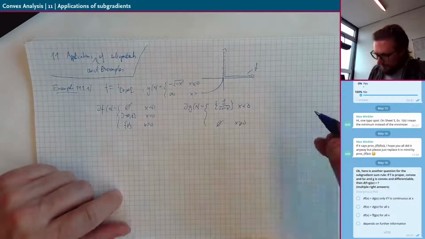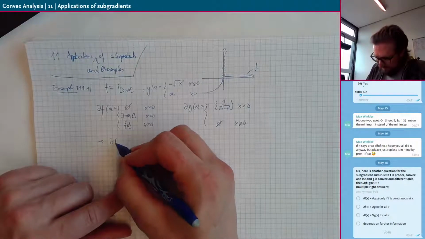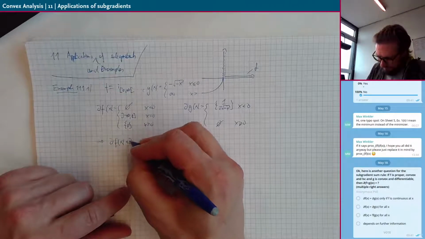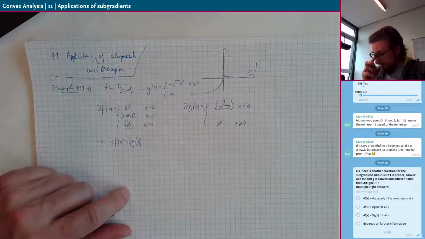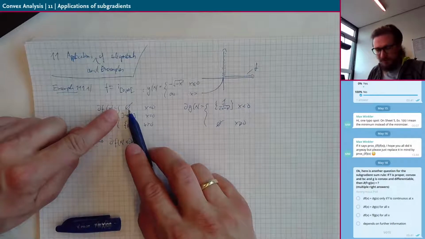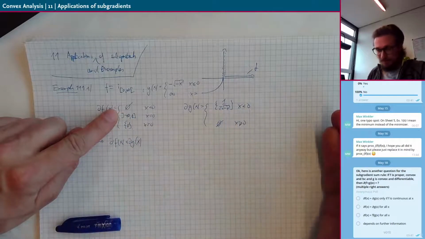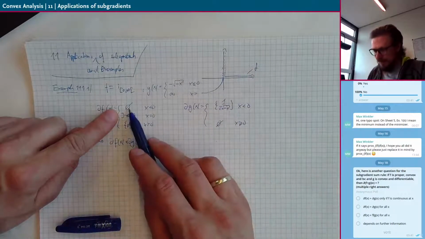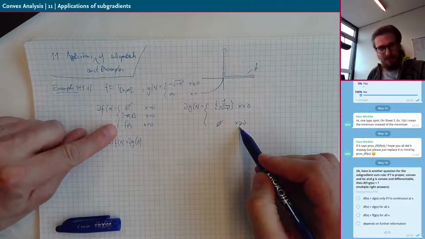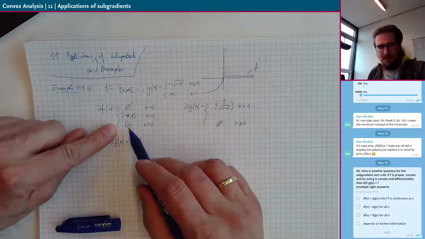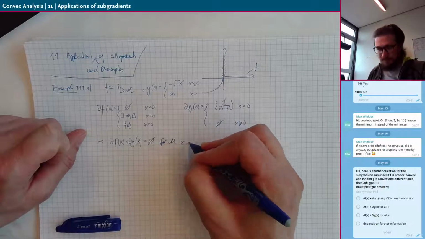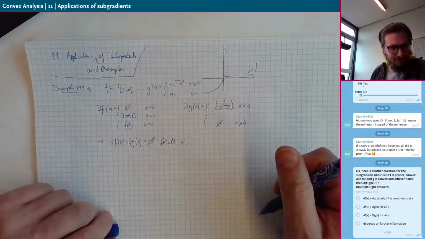Okay, so what is the sum of the subgradients? For negative x, it's empty because of this. The empty set plus something is still the empty set. You take all elements of this and add that, so there are none. And for non-negative x, it's again empty, because you take all elements of this and add that, and again there is nothing. So it's always empty for all x. That's bad. Or maybe not.